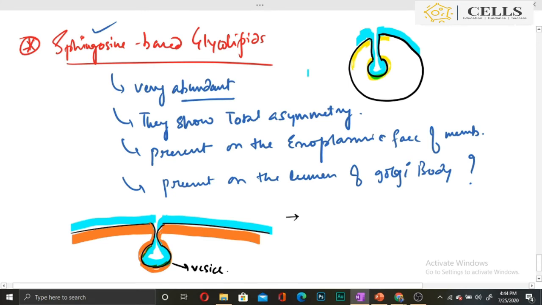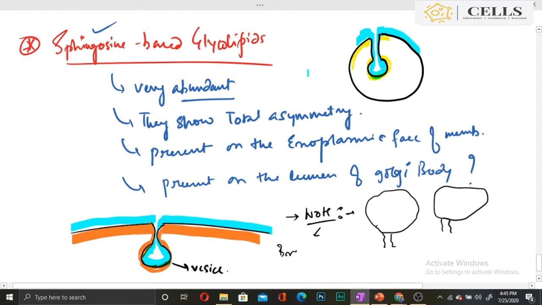Make a note. These sphingoglycolipids have a broader head and shorter tail. What? Broader head and shorter tail. Why are they having a broader head? I am telling you. Because they are glycolipids.